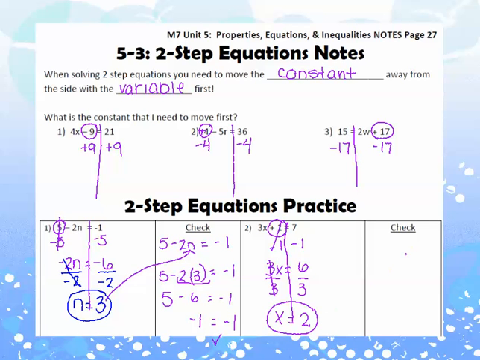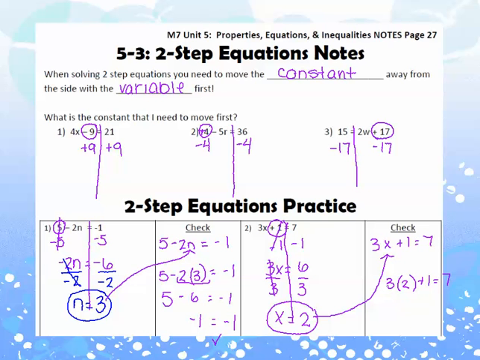Now, if you didn't get that right, you should have done your check step. I'm going to rewrite the problem. 3x plus 1 equals 7. But remember, I'm going to substitute in that 2 where the x is. So it's going to be 3 times 2, plug in with parentheses, plus 1 equals 7.